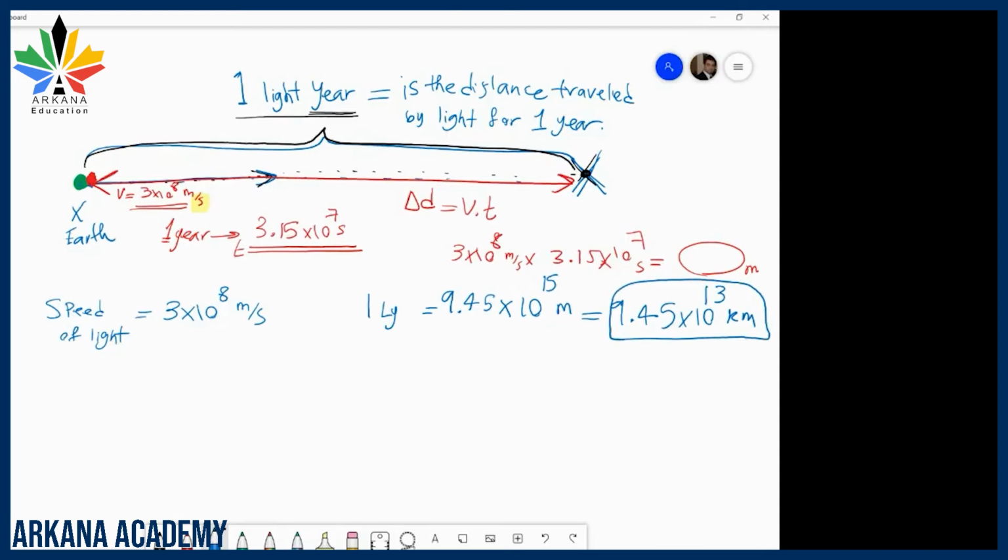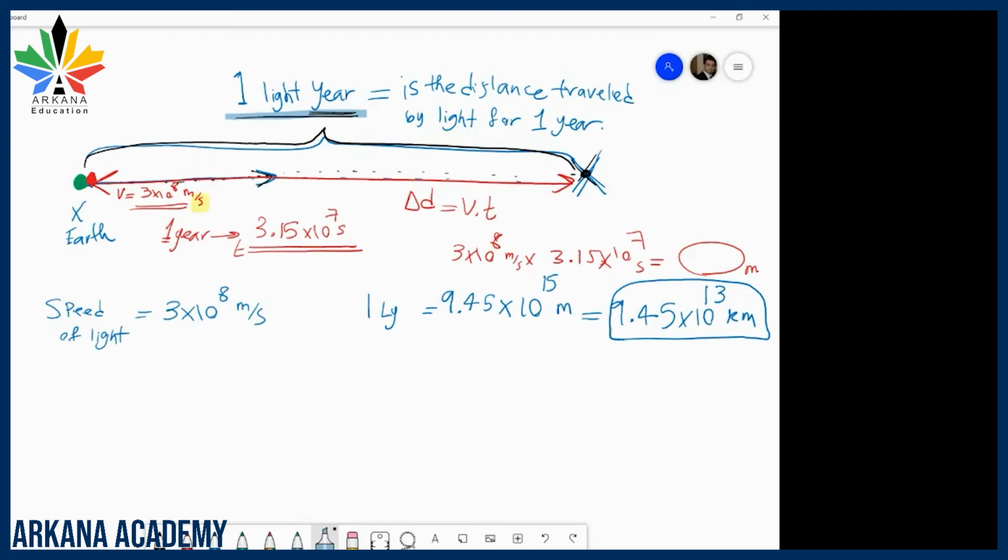Just to quickly review everything and try to do one example. So 1 light year is our topic here, and we want to know how to calculate 1 light year. Even though it sounds like a time measurement, it's a distance measurement, a distance that is traveled by light for 1 year. It's a very large distance, and it's only used by people who are trying to measure distance between planets and stars and working with space.